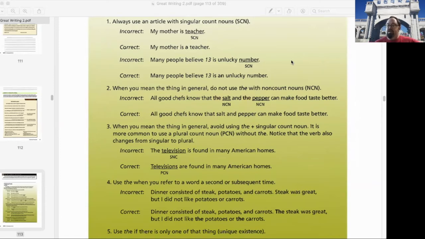Now, if you're sitting down having dinner and there's a salt shaker on the table, in that case, you're talking about that specific salt shaker. So in that case, you actually do say the. You would say, please pass the salt. Please pass the salt, or please pass the pepper. But when we're talking about in general, all salt, for example, you don't use the for that.